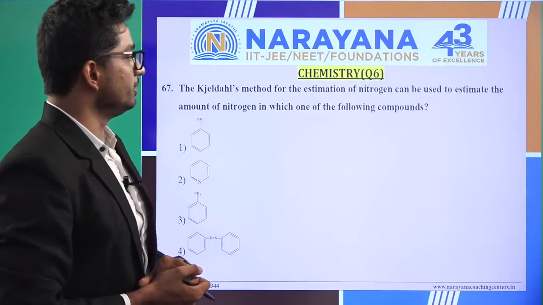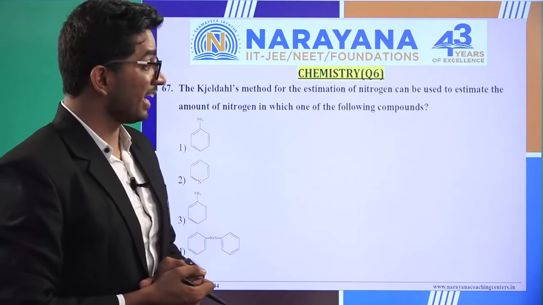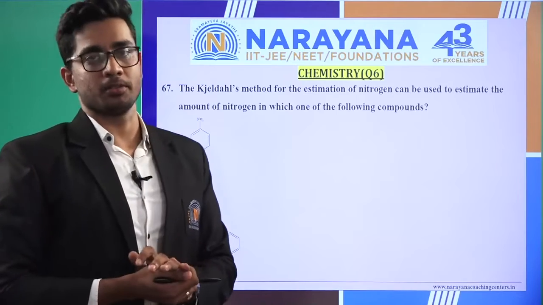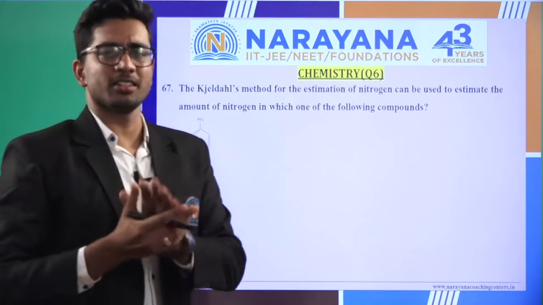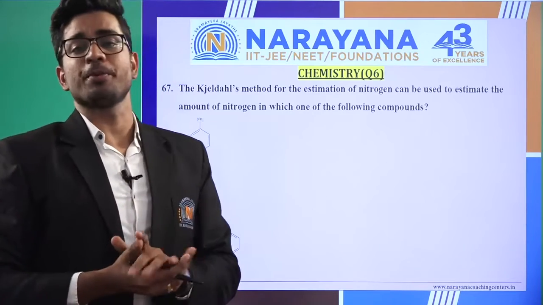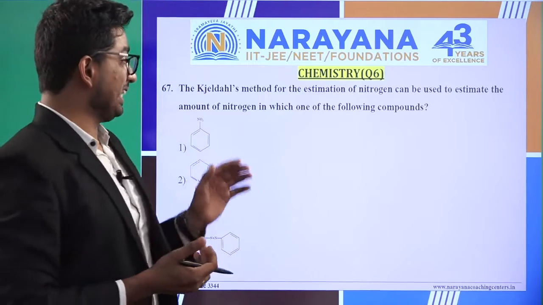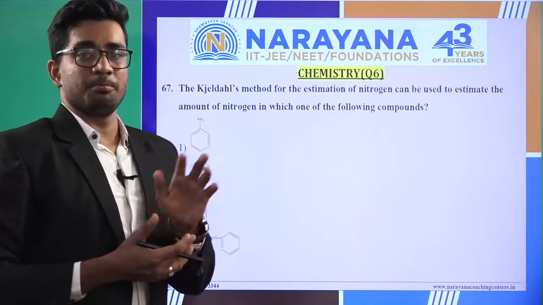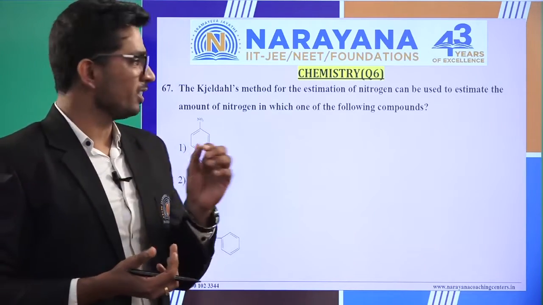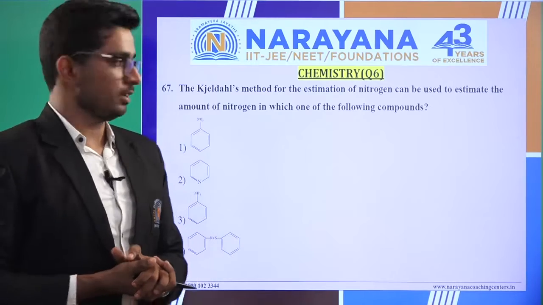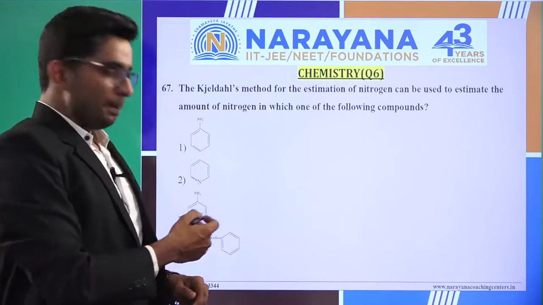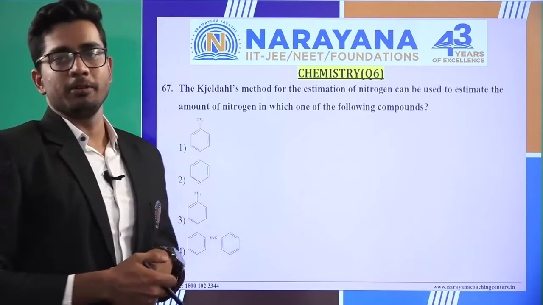The Kjeldahl method for the estimation of nitrogen can be used to estimate the amount of nitrogen in which of the following compounds. So first of all, Kjeldahl's method is a quantitative method to measure the amount of nitrogen present in a compound. But again, it is not possible for all the compounds containing nitrogen. There are few compounds which cannot undergo such estimation technique. So basically, which compounds can give? So simply the NH2 group will be there.